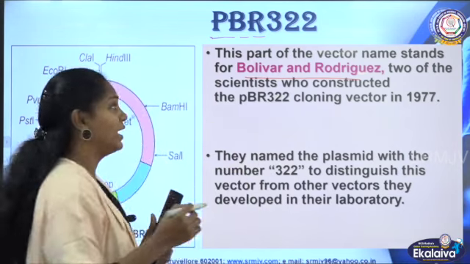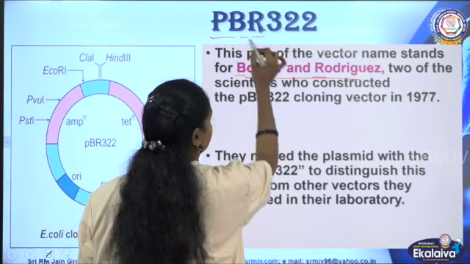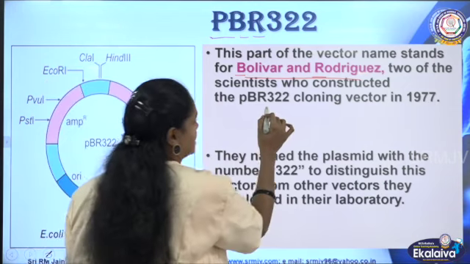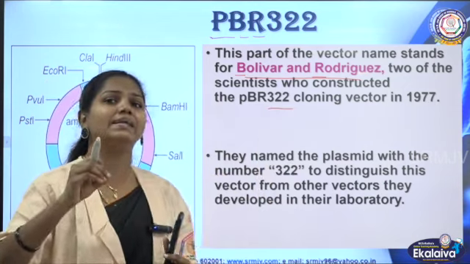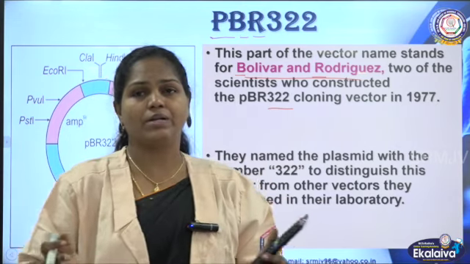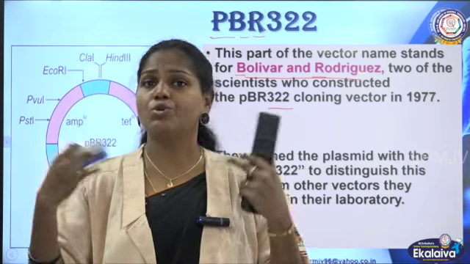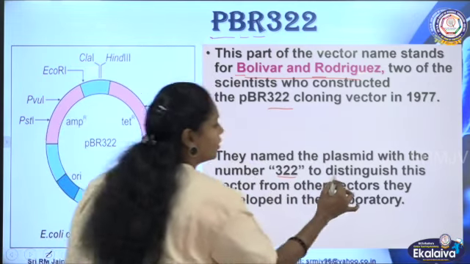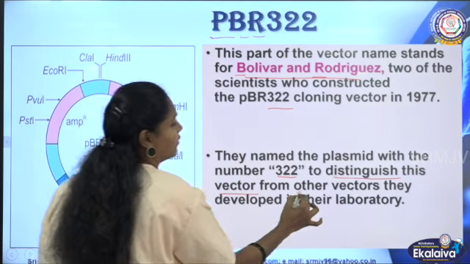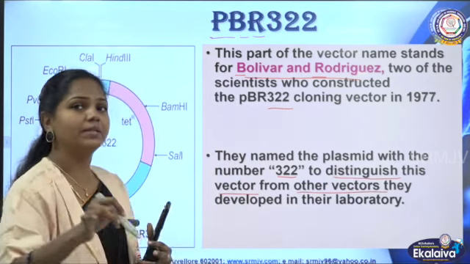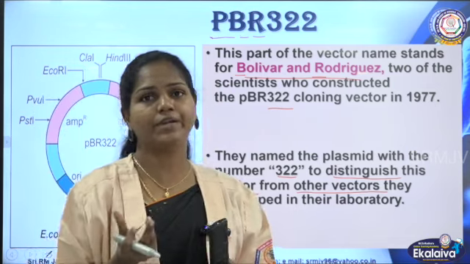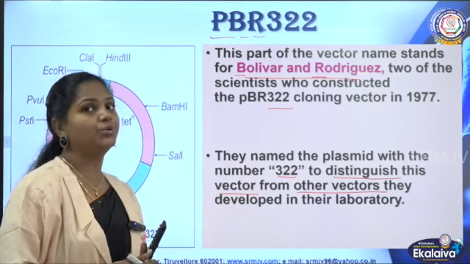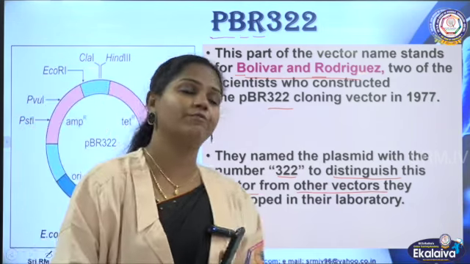So from their names only, this B and R, Bolivar and Rodriguez. And what is the 322? The number is an identification number. In the same laboratory, they will be preparing so many plasmids, and this 322 distinguishes this vector from other vectors developed in the same laboratory. So something like an identification number. So this is our pBR322, and in this pBR322 we are going to see all the salient features of a plasmid.